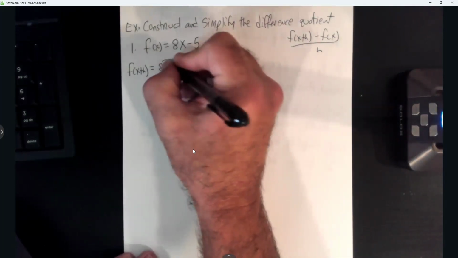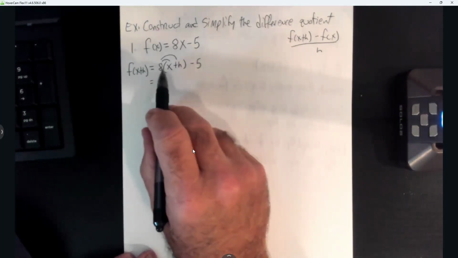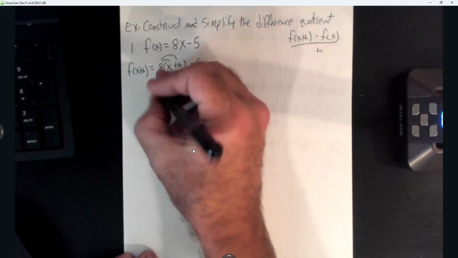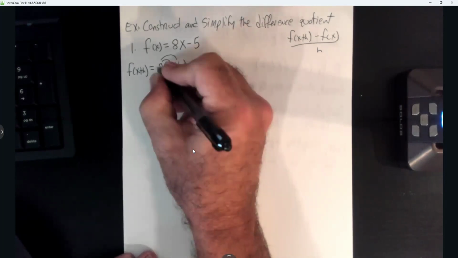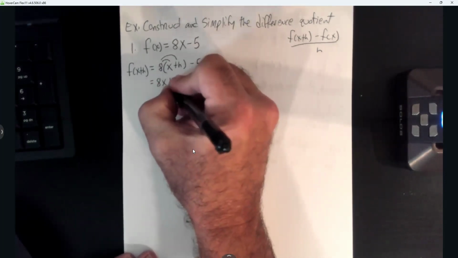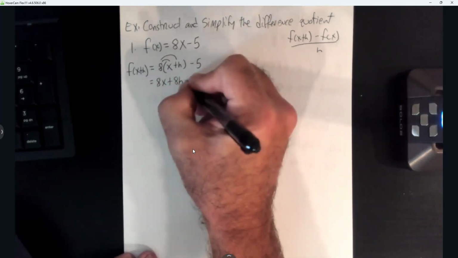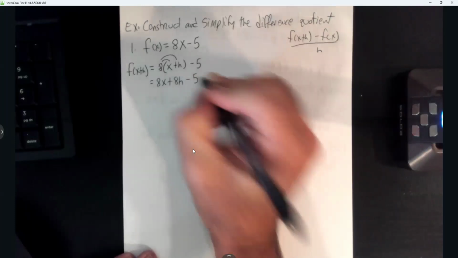To get rid of parentheses, distribute the 8. So 8 times x is 8x. 8 times h is 8h. And then at the end is a minus 5.